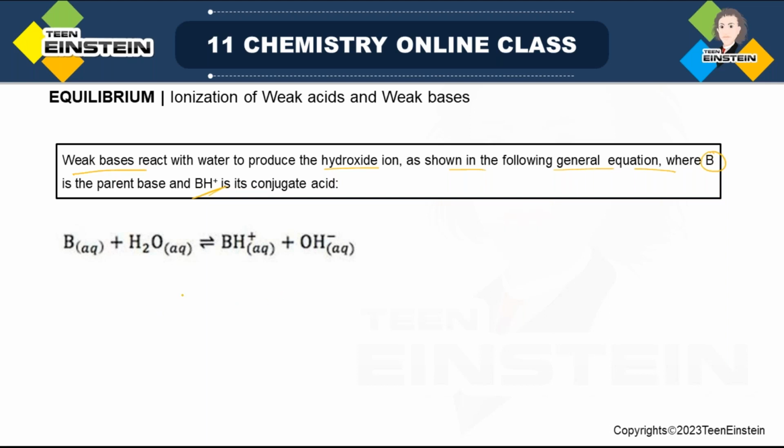So B aqueous plus H2O, it is better to write liquid. Initial number of moles is C, and these two are 0. Now suppose C alpha is the fraction which is dissociated. When C alpha is dissociated, obviously these two produced are also C alpha. Now at equilibrium the remaining amount is C times 1 minus alpha, and these two are the same as usual.